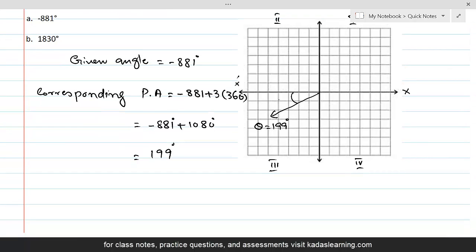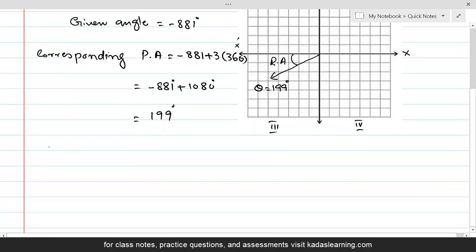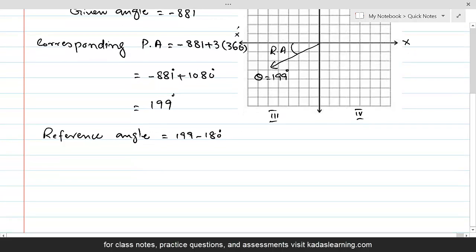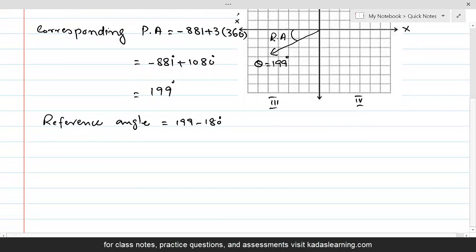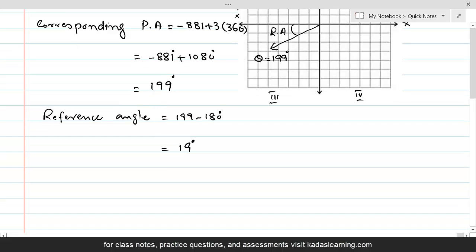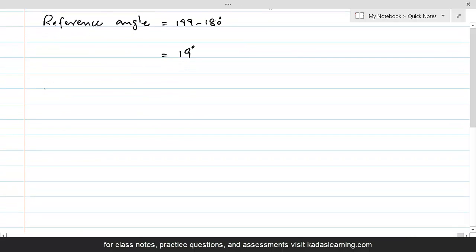In order to find this reference angle, let me call it RA, this would be equal to 199 minus 180, because the negative x-axis is an angle of line theta equal to 180 degrees. So this is equal to 19 degrees, which is the required reference angle. For question number 2, now we are given another angle, which is again a coterminal angle.